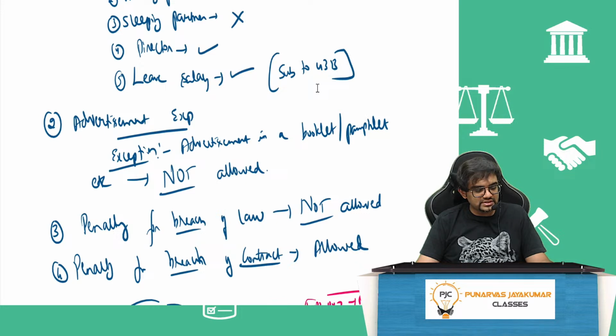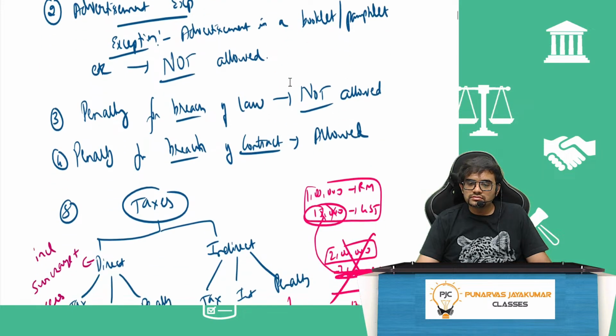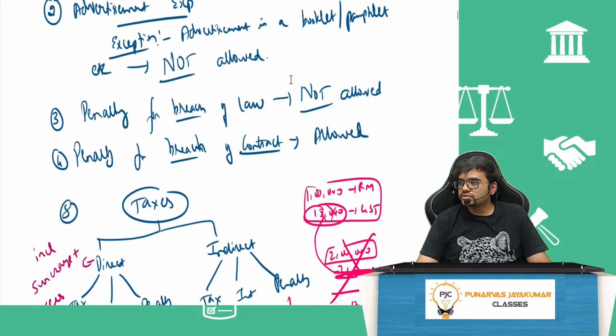Advertisement expense. Yes, it is allowed, but advertisement in a political party, not allowed. Any penalty that you paid for breach of law, not allowed. Why? Obviously, you have committed a breach. It's like illegal in nature. But penalty for breach of contract, that is not illegal, but you didn't fulfill the contract, that's all. So that is allowed.